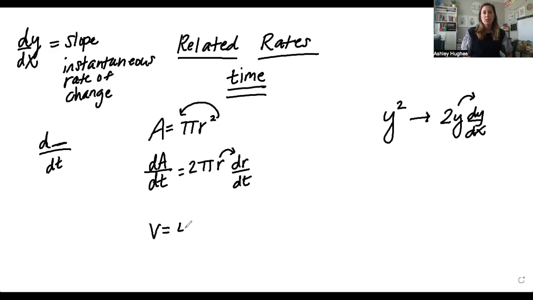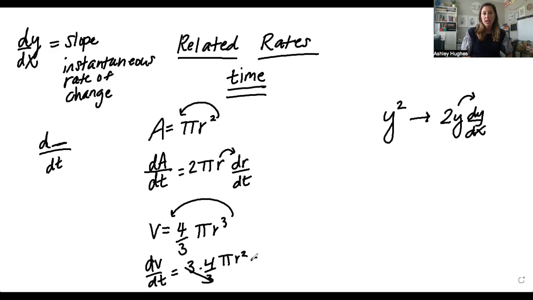If I had volume equals 4/3 pi r cubed, and I said take the derivative of this with respect to time, we would have dV/dt equals, bring the 3 down, the 3 and the 4/3, the 3's cancel, pi r squared times dr/dt. So this is the derivative of the volume of a sphere with respect to time.